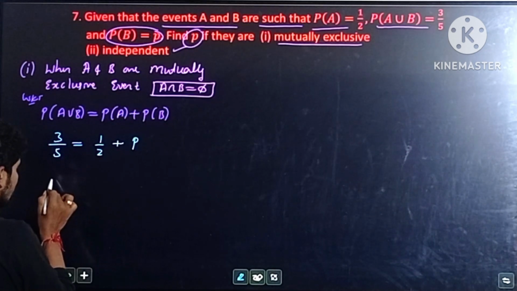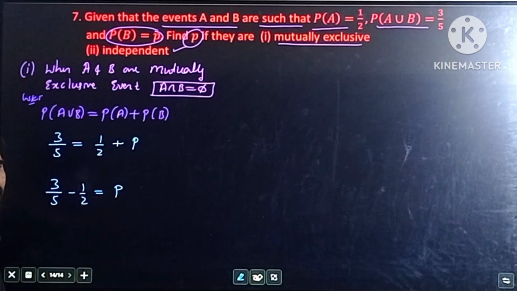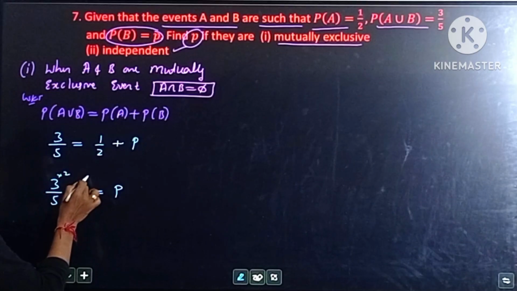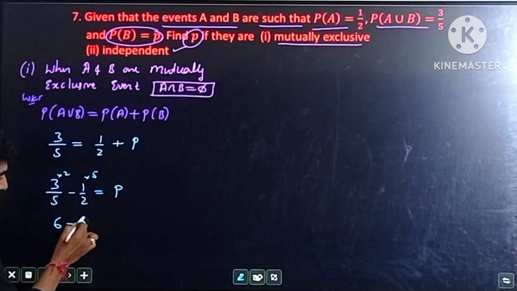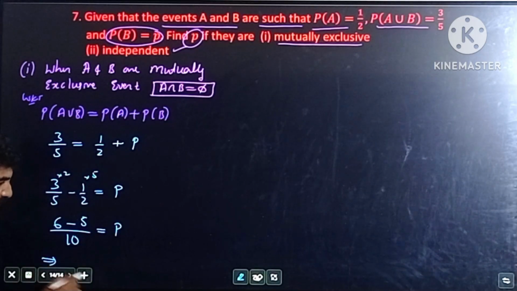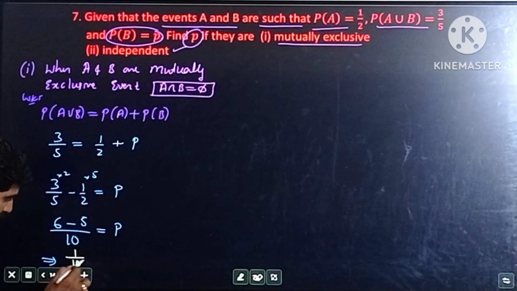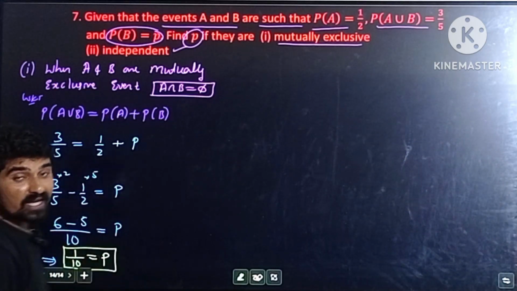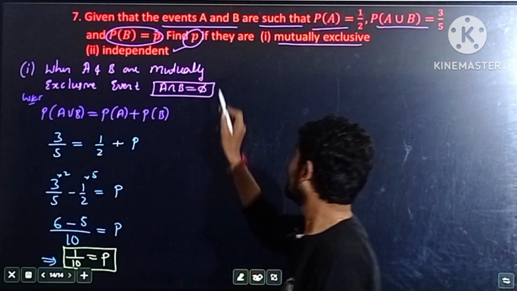Therefore, just observe here, 3 by 5 minus 1 by 2 is equal to P, and the LCM of 5 and 2 is 10. Here multiply by 2, here multiply by 5. So 3 into 2 is 6, minus 1 into 5 is 5, divided by the LCM 10, is equal to P. Which implies 6 minus 5 is equal to 1, divided by 10 is equal to P. So the required value of P when A and B are mutually exclusive events is 1 by 10. I hope all of you understood.